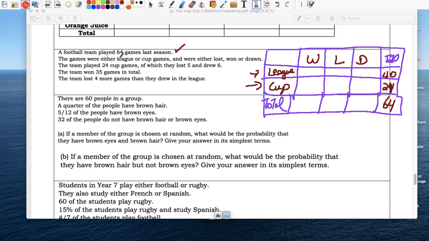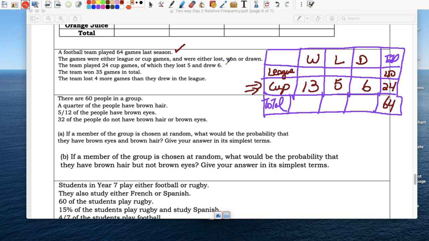Let me just make this a little nicer. 24, which means this is 40. Of which they lost 5 and drew 6. They played 24 cup games, so in this row, they lost 5, drew 6, which means they won 13, because 13 plus 5 is 18, and 18 plus 6 is 24.